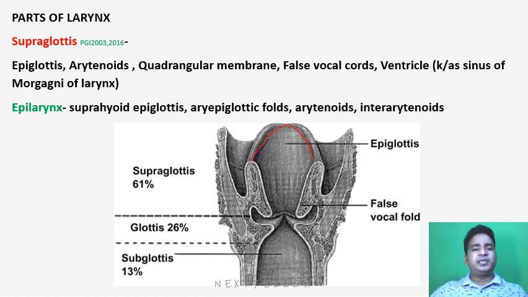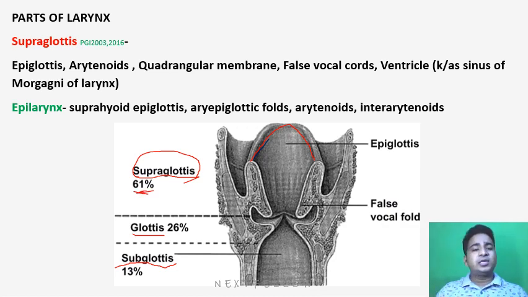So the larynx is basically divided into three parts. First one is the supraglottis, then comes the glottis, and then comes the subglottis. So how do you divide, till what extent is this supraglottis or glottis? Look at the diagram by the dotted line. You can see the part of the larynx above the level of the vocal cords is supraglottis, and this constitutes around 61% of the larynx.